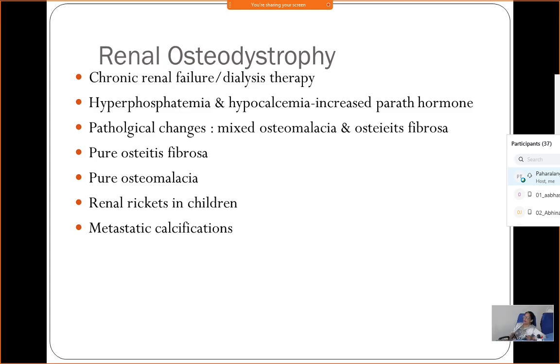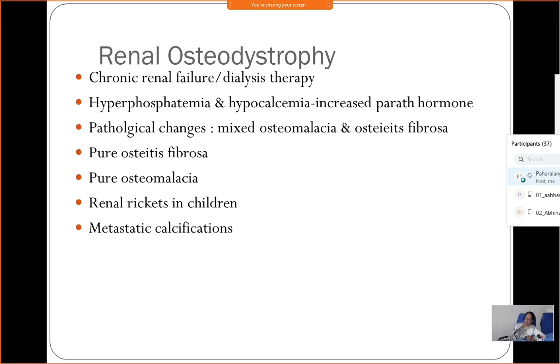Based on which is more prominent, sometimes you may get pure osteomalacia-like features where the bone is not mineralized, or you may get pure osteitis fibrosa-like features due to hyperparathyroidism. In children with renal failure, they will develop renal rickets because their bone is not formed yet, so they develop more features of rickets. It depends on whether the growing bone is involved, in the case of rickets, whereas osteomalacia involves mainly the pelvic bones. In addition, there is a risk of metastatic calcification.